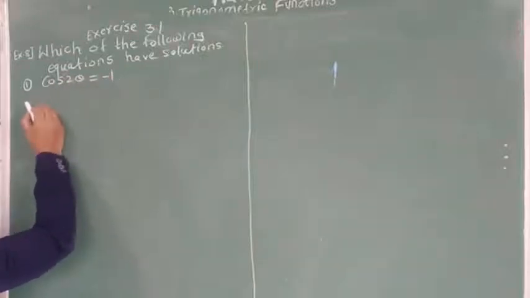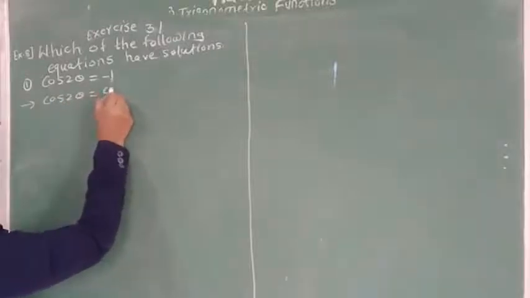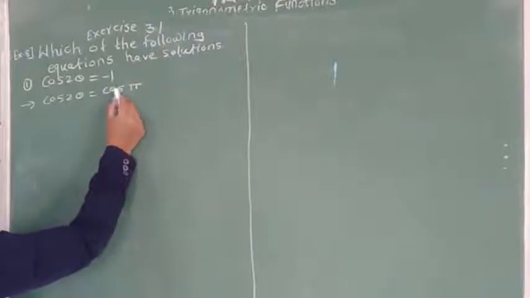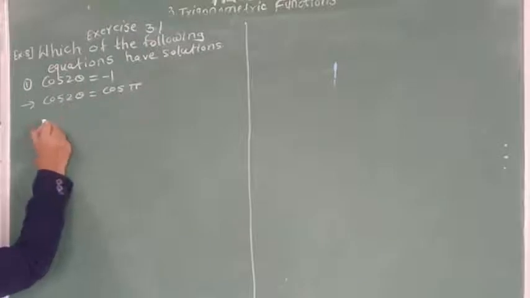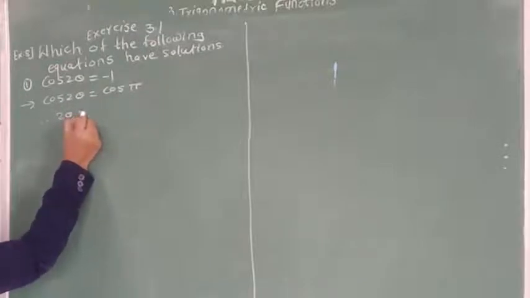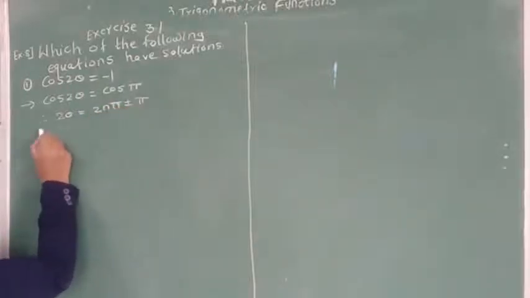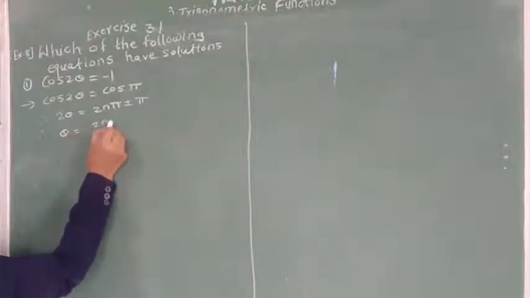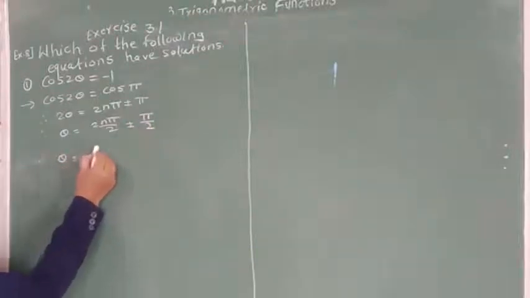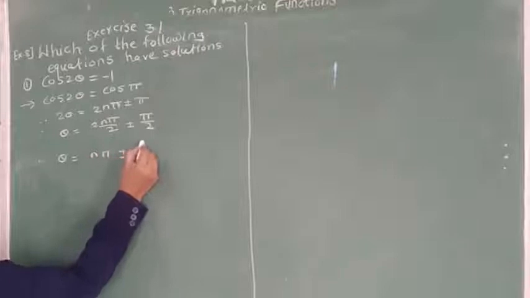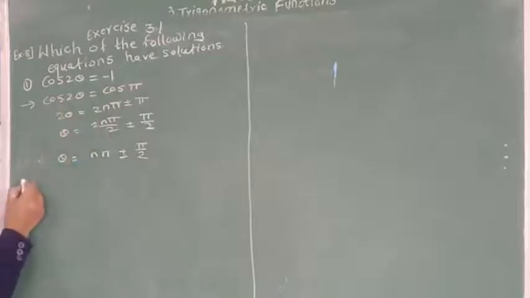Cos 2 theta is equal to minus 1. So cos 2 theta is equal to the value of cos pi, which is minus 1. So you replace minus 1 by cos pi. So this is of the form cos theta is equal to cos alpha, and we know the general solution of this form is theta is equal to 2n pi plus minus alpha. Therefore theta is equal to 2n pi divided by 2 plus minus pi by 2. So theta is equal to n pi plus minus pi by 2. So this equation has a solution.